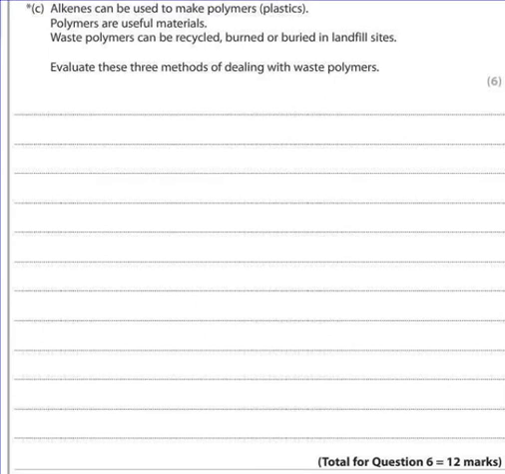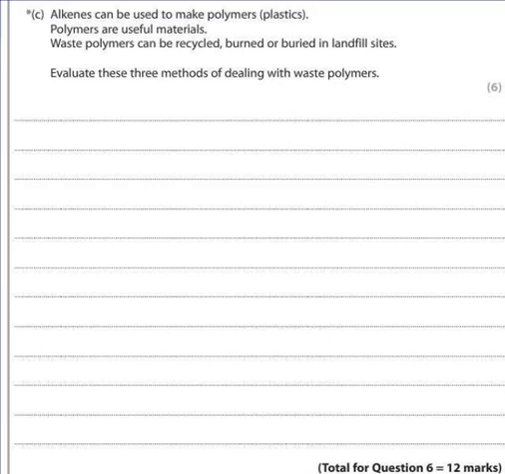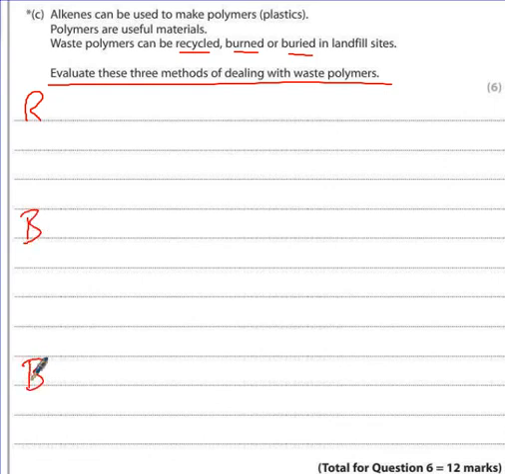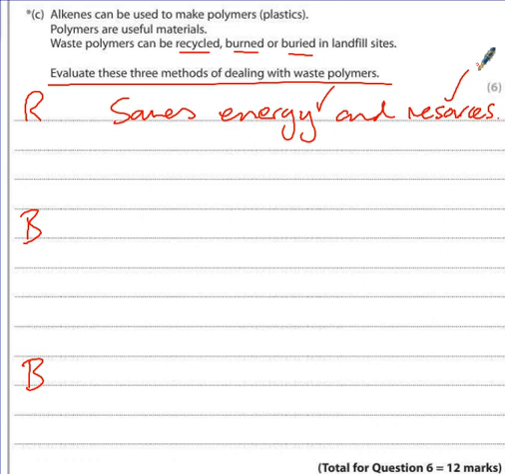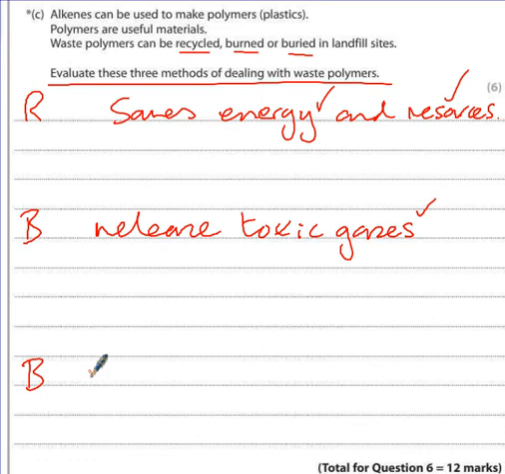And last little question. Oh, a 6 marker. 10% of your exam. There's a difference between a grade and not a grade. So evaluate these 3 methods of dealing with waste polymers: recycling, burning and burying. I'll start with recycling, burning and then burying. So recycling saves energy and resources, 2 marks, and burning releases toxic gases, 1 mark. Burying, let's just have a look.